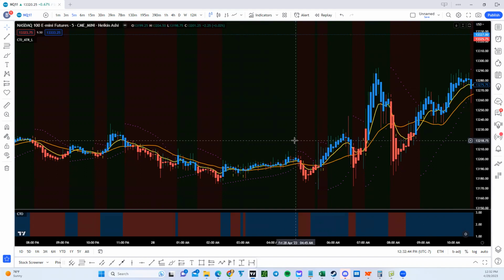So what are we looking at here? I mentioned that the bar colors were coded the same as the auto trend system. Now that auto trend system I paid like $500 or $600 for.